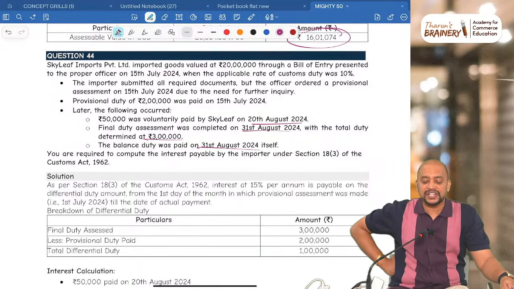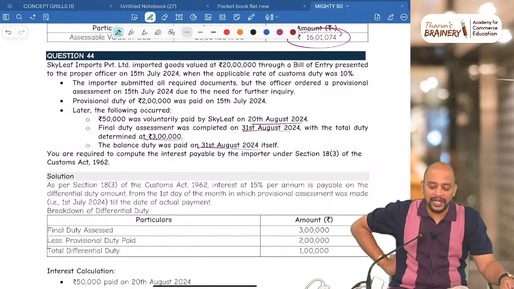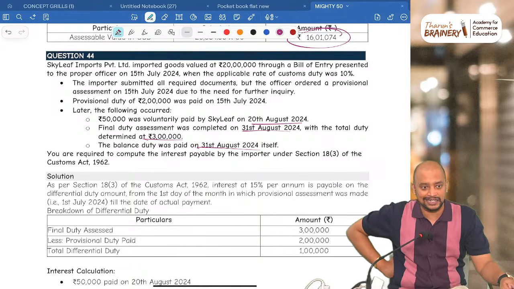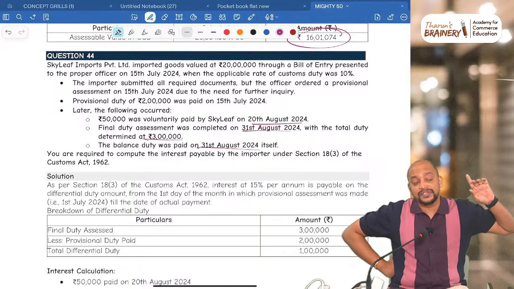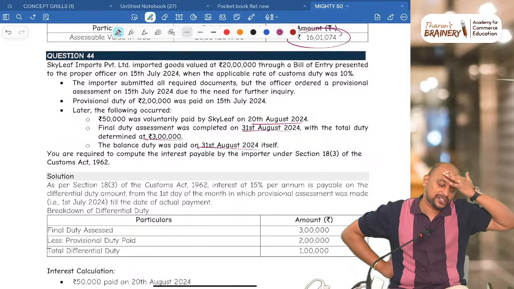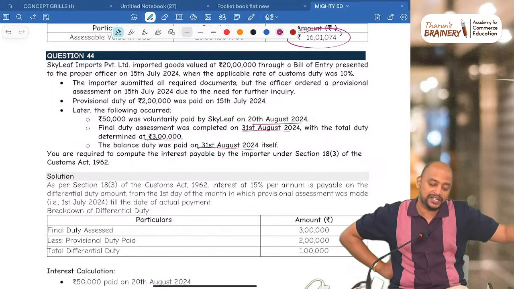What is the provisional assessment order? 15th July. And from that date, so 1st July onwards it will start, correct? Whenever the provisional assessment order is passed, in that month, first date. So that is 1st July till the date of payment, that is 20th August.